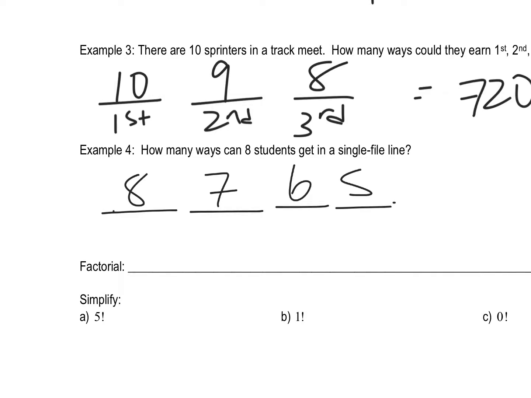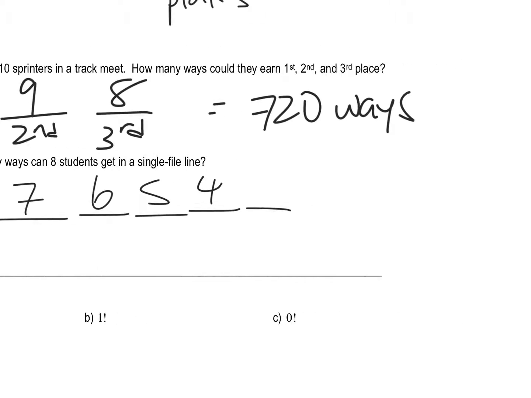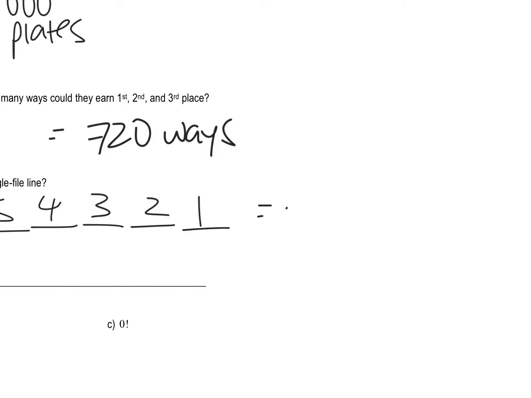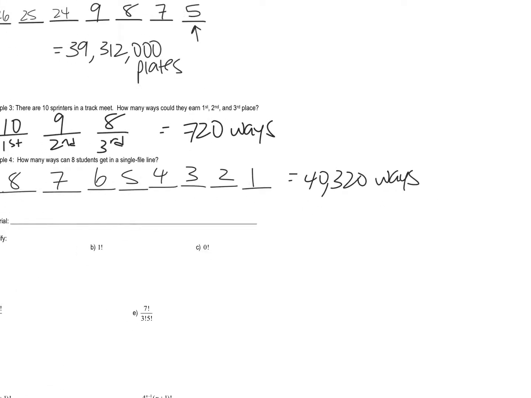And then 5, count all the way down, 3, 2, 1. Notice how I'm not putting my times symbols just because that's laziness. Doesn't matter. Okay, this gives us 40,320 ways to line up people.